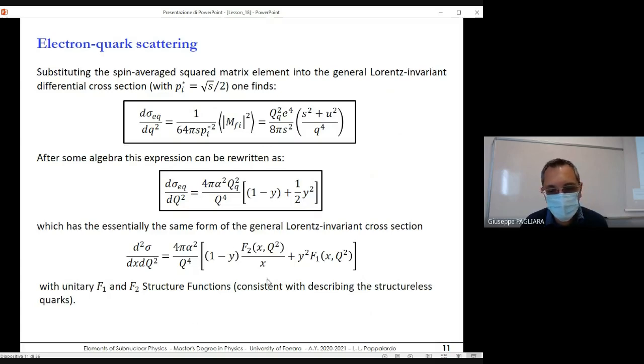So when you look at the proton as a whole, they describe the internal structure of the proton in terms of electric and magnetic distribution. When you look at the elementary cross-section, electron-quark, they are just one because both electrons and quarks are, of course, structureless objects, just point-like.